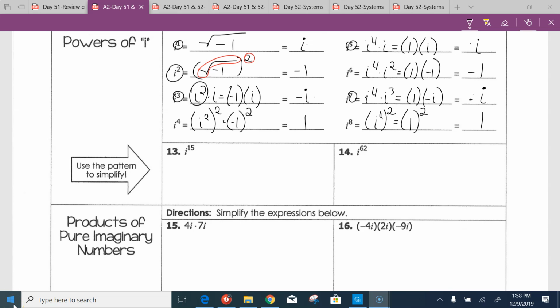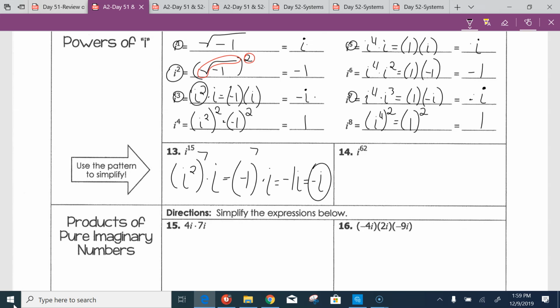Continuing on, let's find i to the 15th. I can think of a couple of ways to do it. Let's take i squared to the 7th power, that's i to the 14th, times another i. We know i squared is -1. We raise that to the 7th power and multiply by i. (-1) to the 7th power ends up being just -1, times i. So -1 times i just gives me negative i.